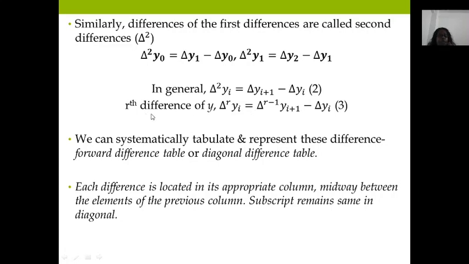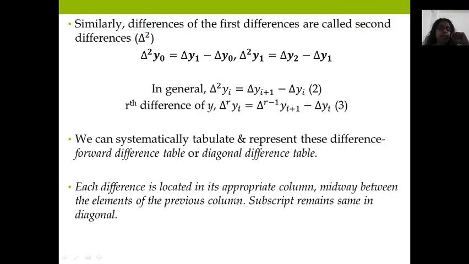And we can systematically tabulate and represent these differences, and such tables are known as forward difference table or diagonal difference table. So here in this table, each difference is located in its appropriate column midway between the elements of the previous column.